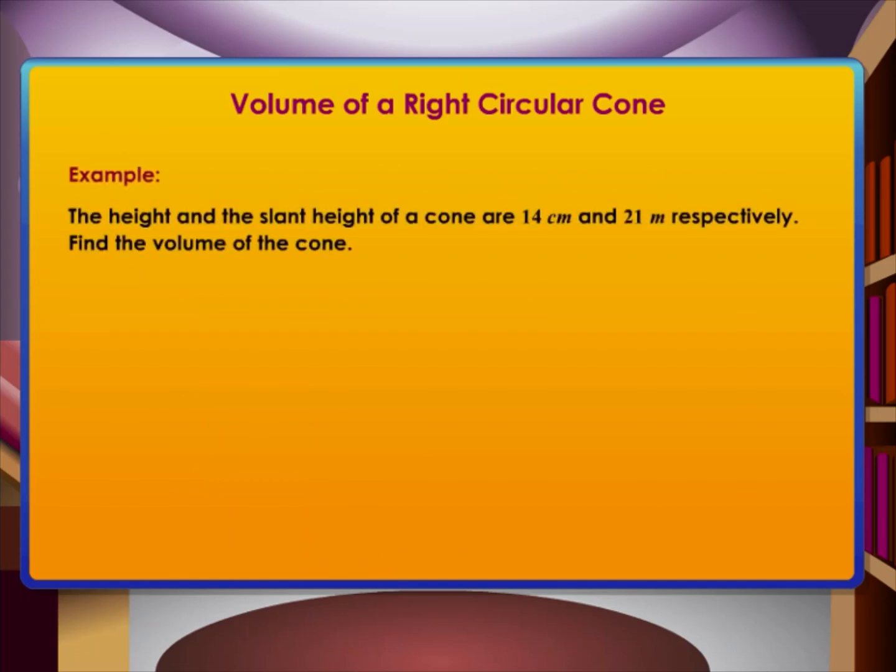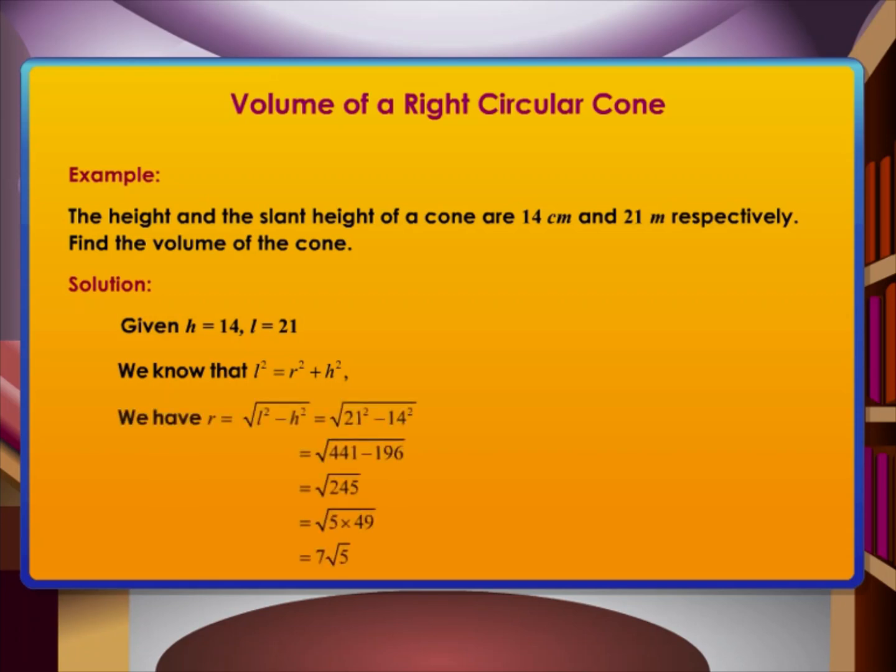The height and the slant height of a cone are 21 centimeters and 14 centimeters respectively. Find the volume of the cone. Using the formula L squared is equal to r squared plus h squared, we have r is equal to the square root of L squared minus h squared. Substituting the values of h and L, we get the square root of 21 squared minus 14 squared. On simplifying this, we get 7√5.